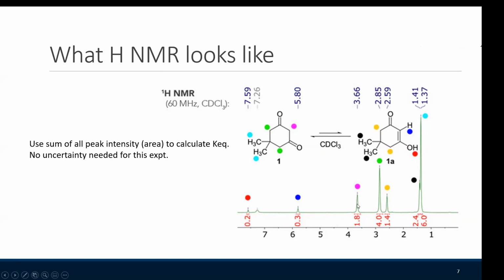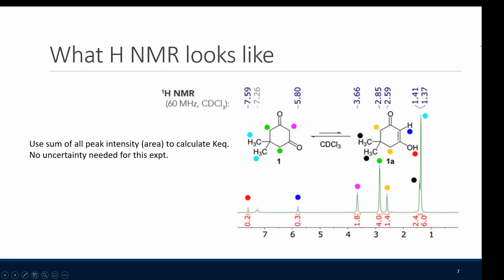So we can identify this one as the alpha carbon hydrogen in the enol form, and this one is the alpha carbon hydrogen in the keto form. How do we calculate the equilibrium constant based on this? We know the peak intensity is related to the concentration of a compound. The peak intensity means the area that's covered under each peak.